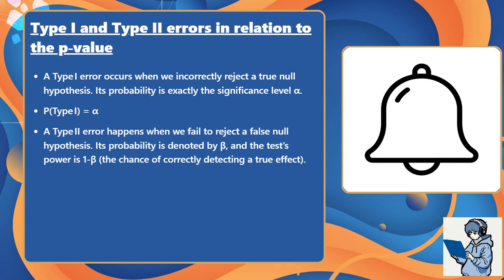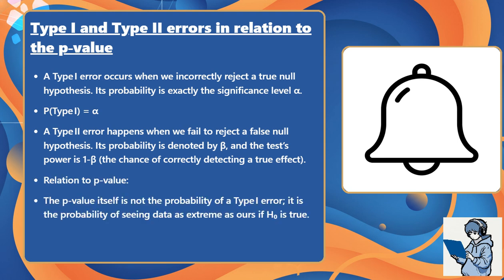A type 2 error happens when we fail to reject a false null hypothesis. Its probability is denoted by beta, and the test's power is 1 minus beta, the chance of correctly detecting a true effect.